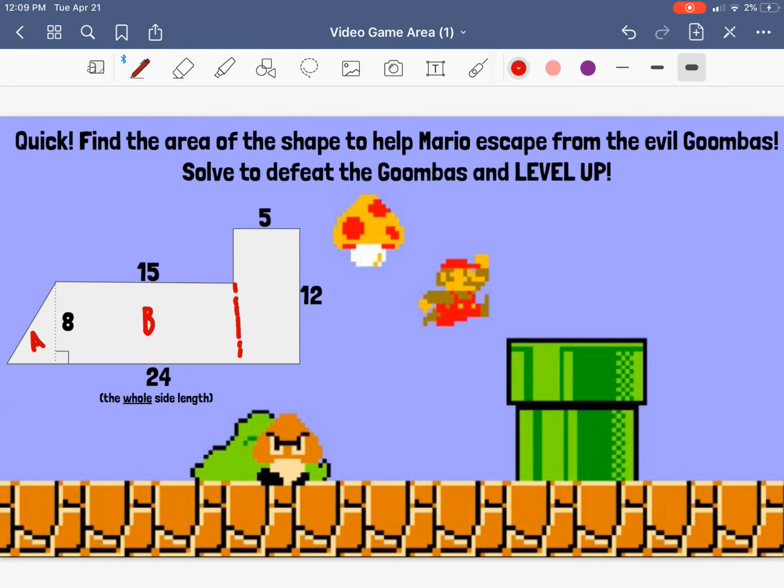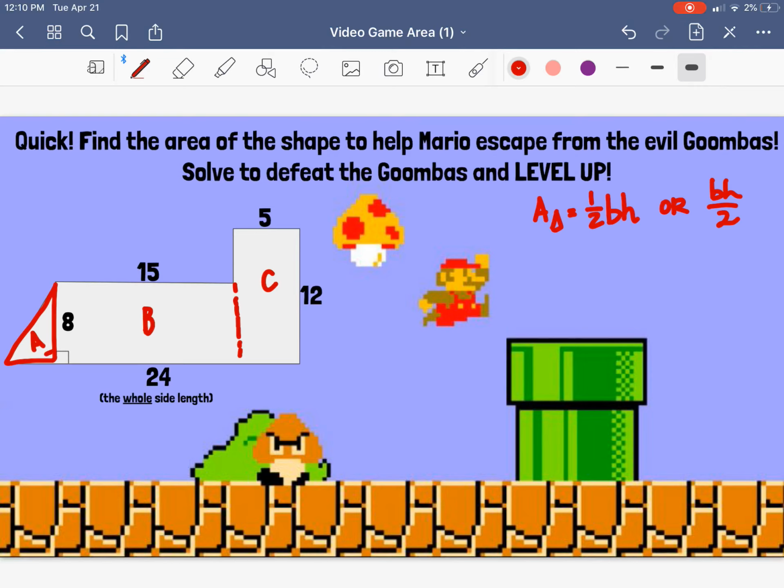I'll call them rectangle B and rectangle C. I'm going to leave it like this and work it out with you. Let's first start with this triangle, triangle A. Well, we know for area of a triangle, the formula is 1/2 base times height, or base times height divided by 2. So we need the base and the height of triangle A.